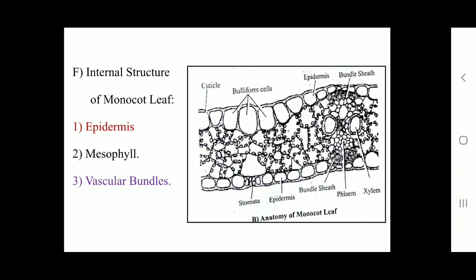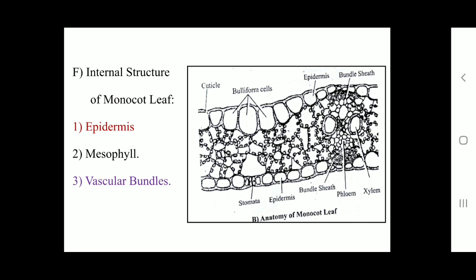Then second point, that is mesophyll. As monocot leaf is isobilateral, mesophyll is not differentiated into palisade and spongy tissues. The cells are isodiametric chlorophyllous cells, and large intercellular spaces are present among the cells. Mesophyll performs the function of gaseous exchange and photosynthesis.